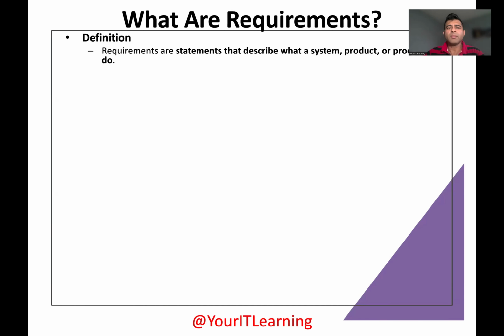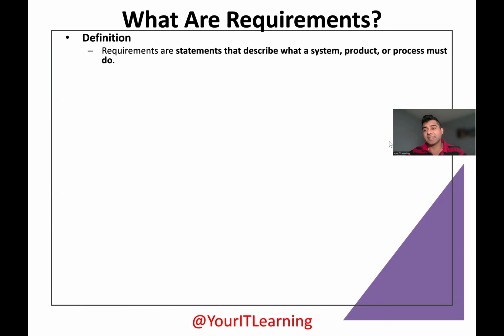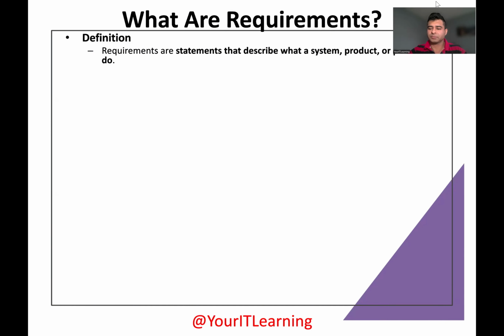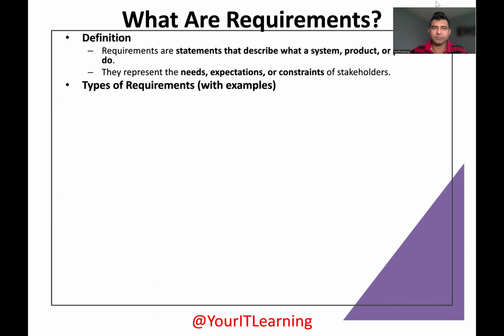Definition. Requirements are statements that describe what the system, product, or process must do. They represent the needs, expectations, or constraints of a stakeholder. What are the types of requirements with examples?